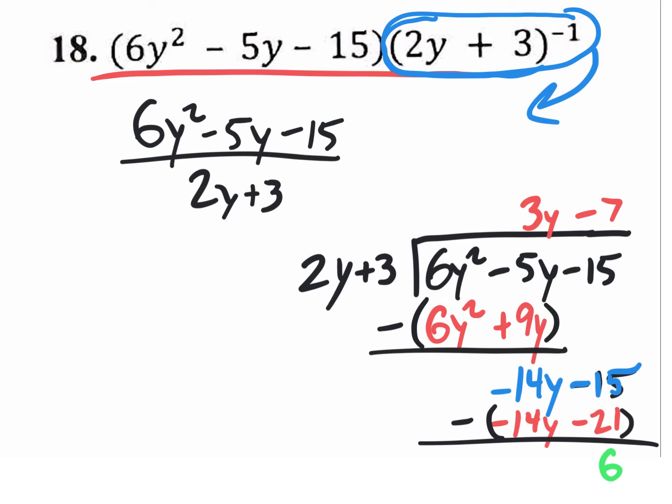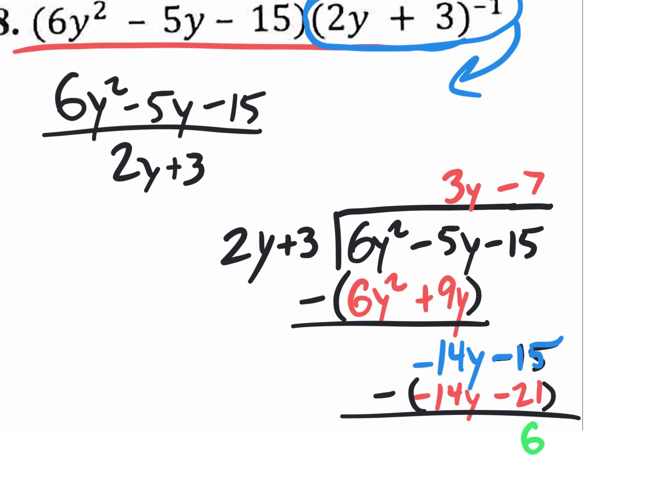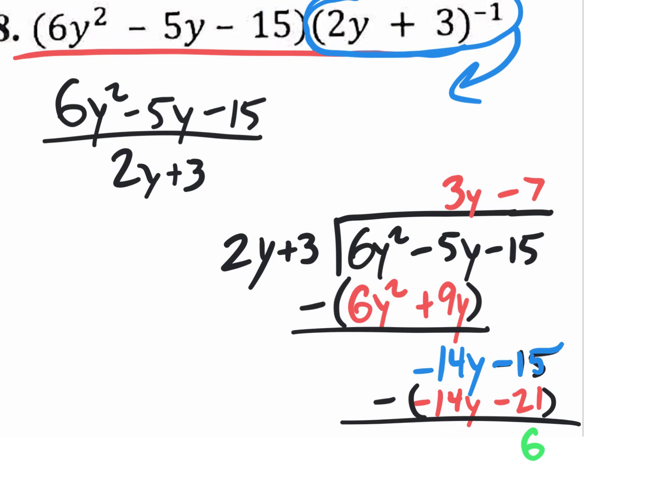So our answer is 3y minus 7. Because the remainder is positive 6, I want to put plus, and then the fraction bar, and the actual remainder 6 over the original divisor 2y plus 3. And there is your answer, 3y minus 7 plus 6 over 2y plus 3.